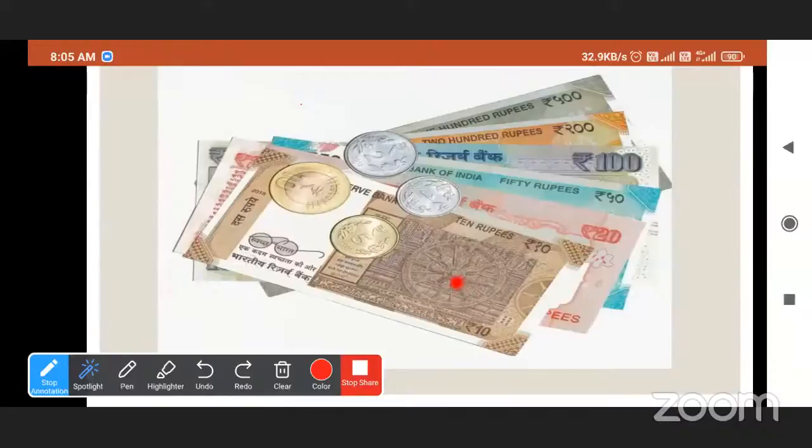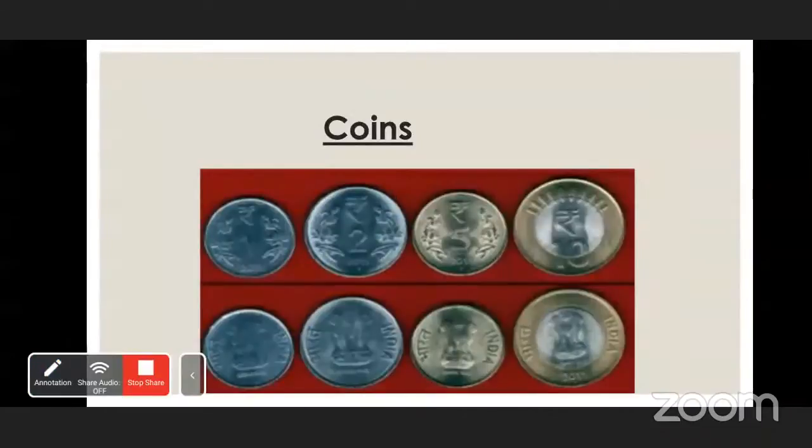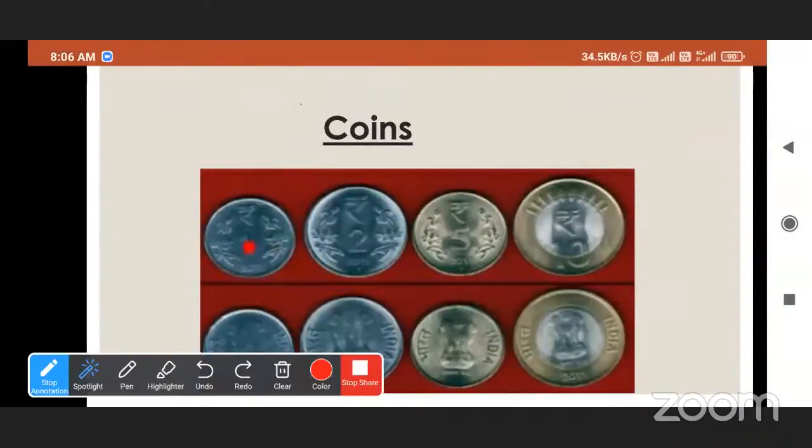First one is 10 rupees. Second, 20. The third one, 50. And this one, 100. This one, 200. And last one, 500. Okay. These are notes and coins. This is the currency of our country. Now see here. These are coins. This is 1, 2, 5 and 10 rupees coins.